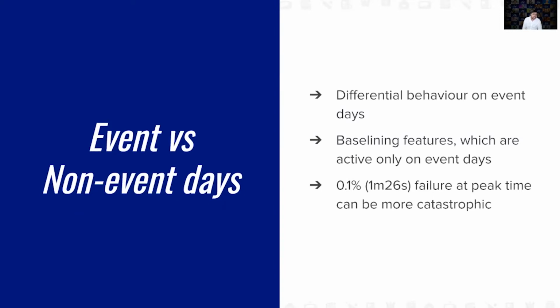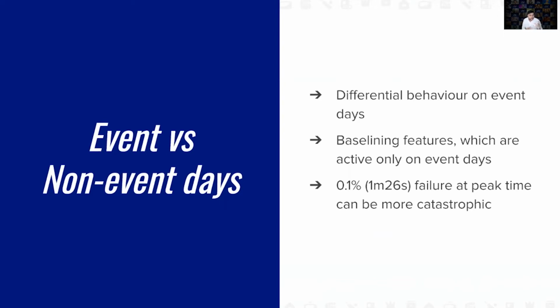One, the biggest challenge we have is event versus non-event days calibration. Because of the differential behavior on event days, platform calibration and baselining becomes really tricky, especially for features which are active only on event days. You've got certain features like scorecard and social, which are only active during sports, and you don't have any baseline data when they're not active. So it becomes really tricky to set an SLO. And if you set an SLO, they will probably be breaching those SLOs because of the lack of traffic.